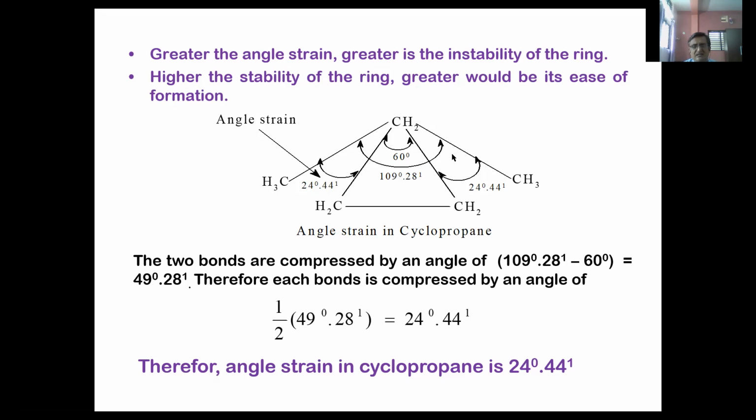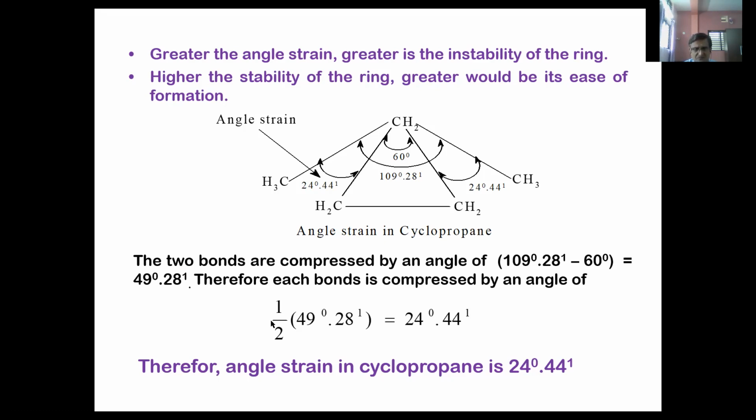Okay, how much it has deviated, that we have to calculate. The two bonds are compressed by an angle of 109 degree 28 minutes, then minus 60 degree, that will come up to 49 degree 28 minutes. Then half of the value, because there are two bonds which are compressed together. We can calculate how much strain is going to exist, that is with respect to one bond.